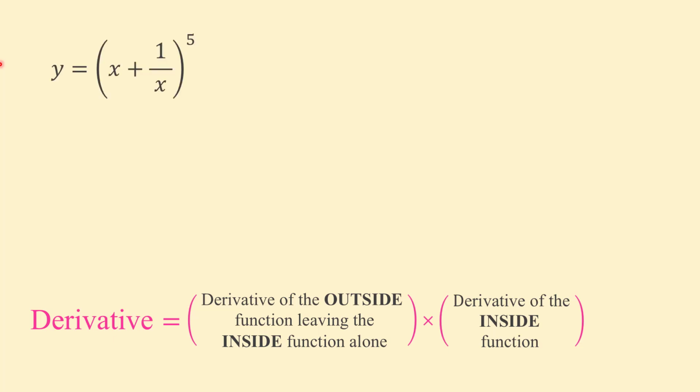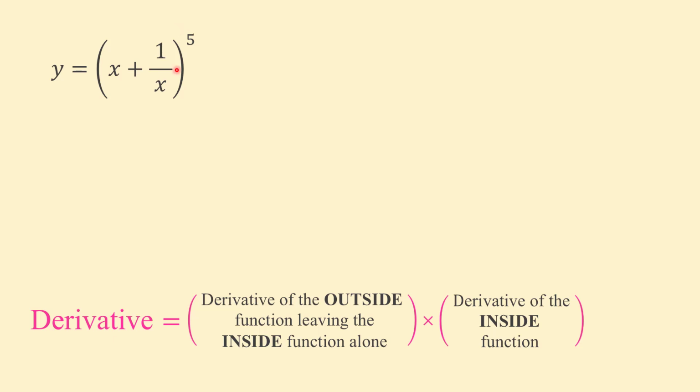Hello and welcome. In this video I want to show you some more examples related to chain rule. We want to find the derivative of the function y equals (x plus 1 over x) to the fifth. In this example, x plus 1 over x is the inside function and to the fifth is the outside function.